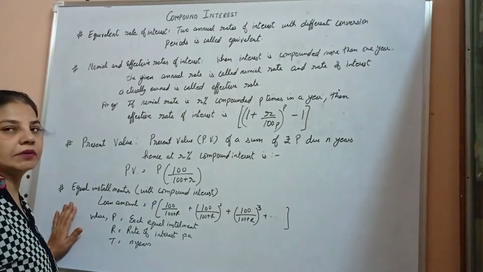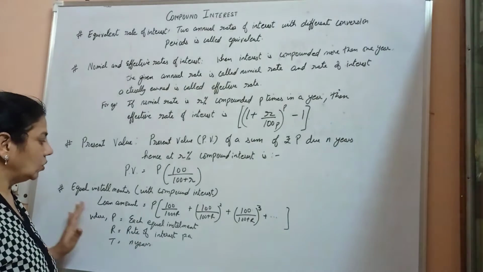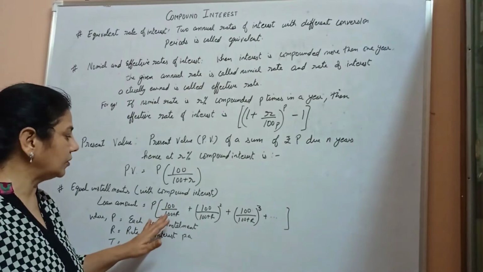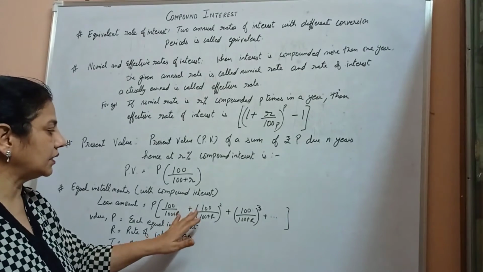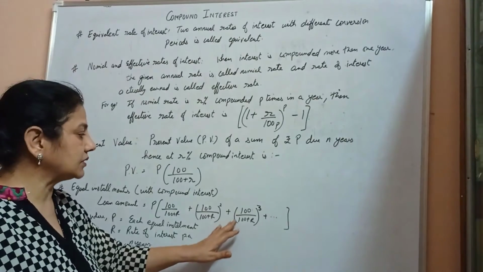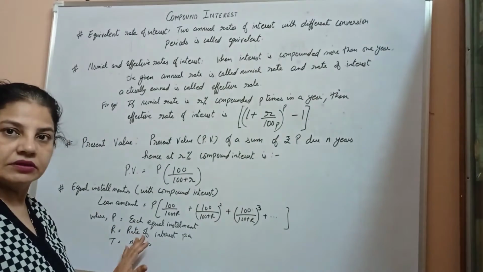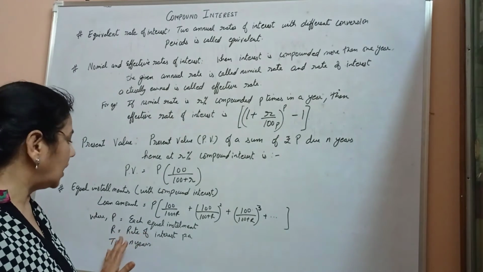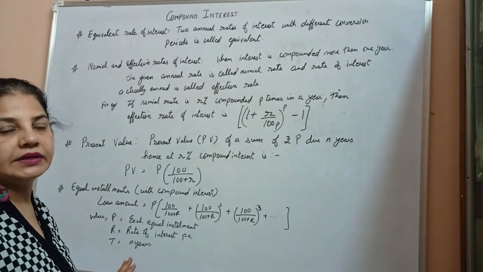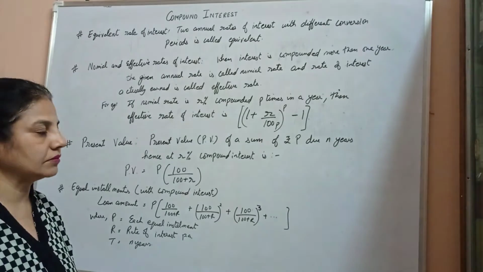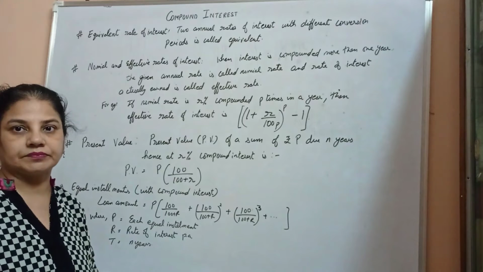Equal installment with compound interest. The loan amount is given as P times [100/(100+R) + (100/(100+R))^2 + (100/(100+R))^3 and so on], where P is each equal installment, R is the rate of interest per annum, and T is the time period. It can be n time periods, depending upon the question.